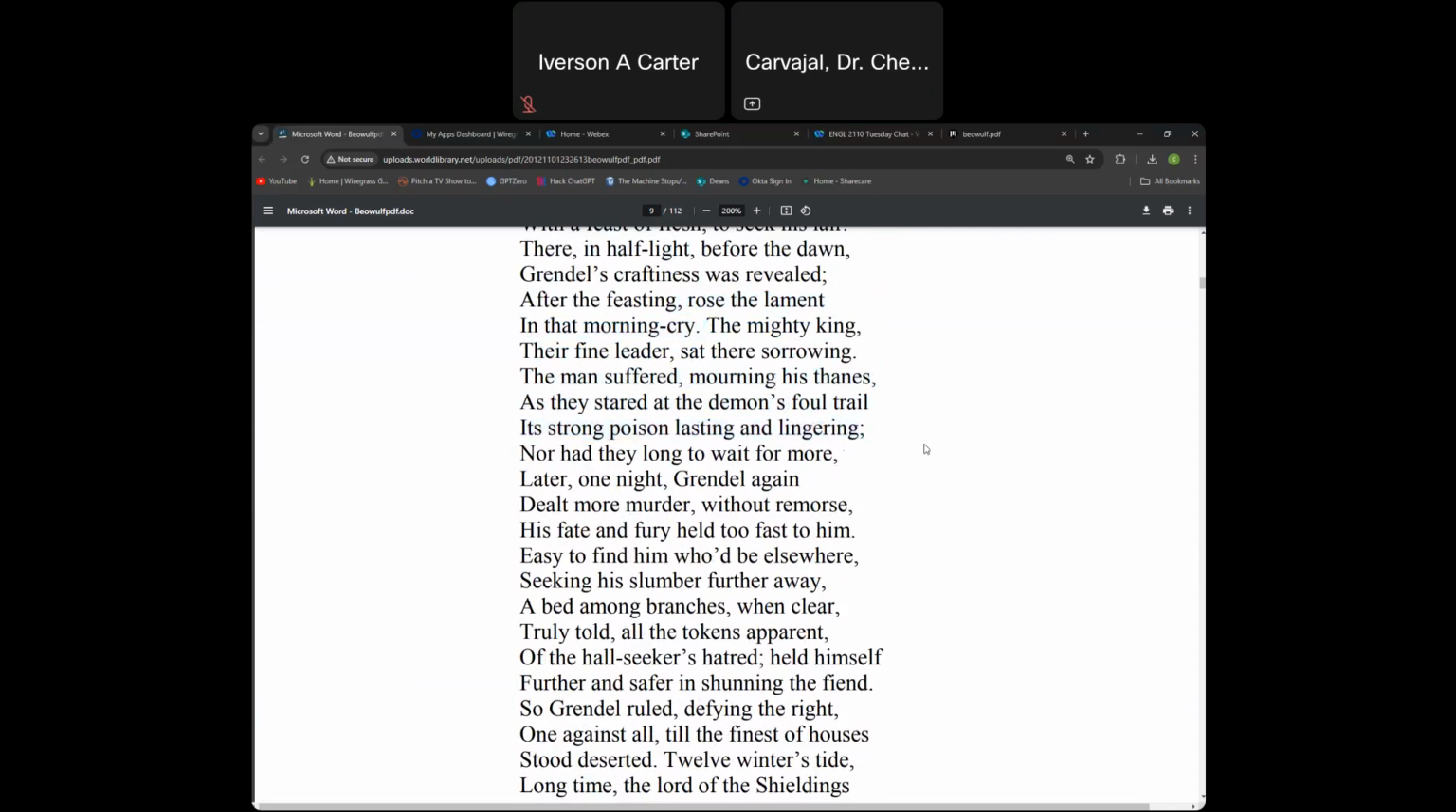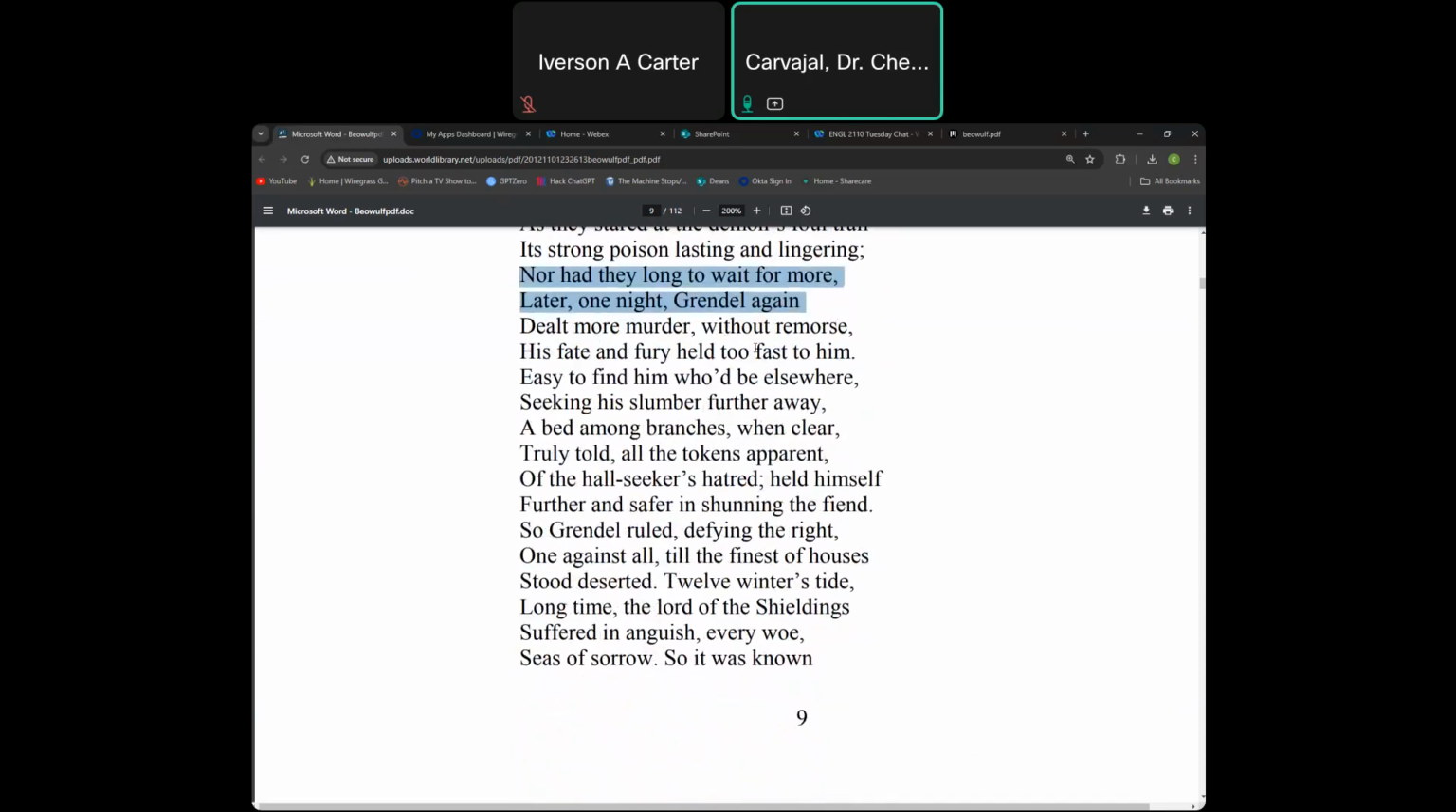So what happens is, every night Grendel comes, as they said, nor had they long to wait for more. So a few nights later, Grendel again dealt more murder without remorse. His fate and fury held too fast to him. So he was just so angry, he came in and ate more people.